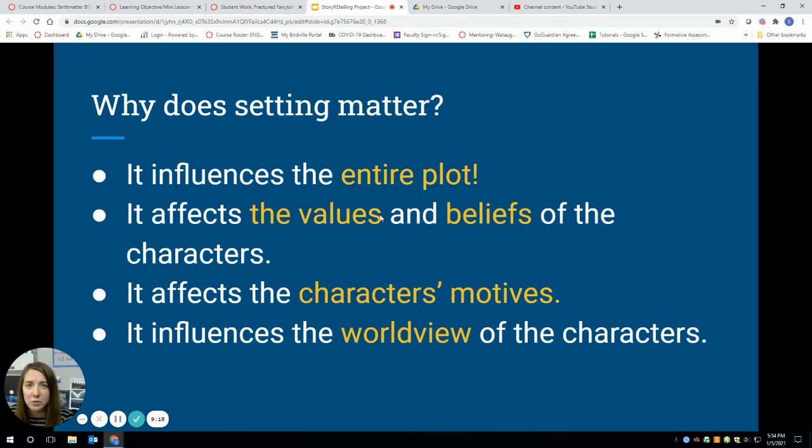It affects our beliefs as well. Somebody that grows up in India is probably going to have a Hindu system of belief. Somebody that grows up in America is more likely to have a Christian set of beliefs, right? So setting influences your values and beliefs.